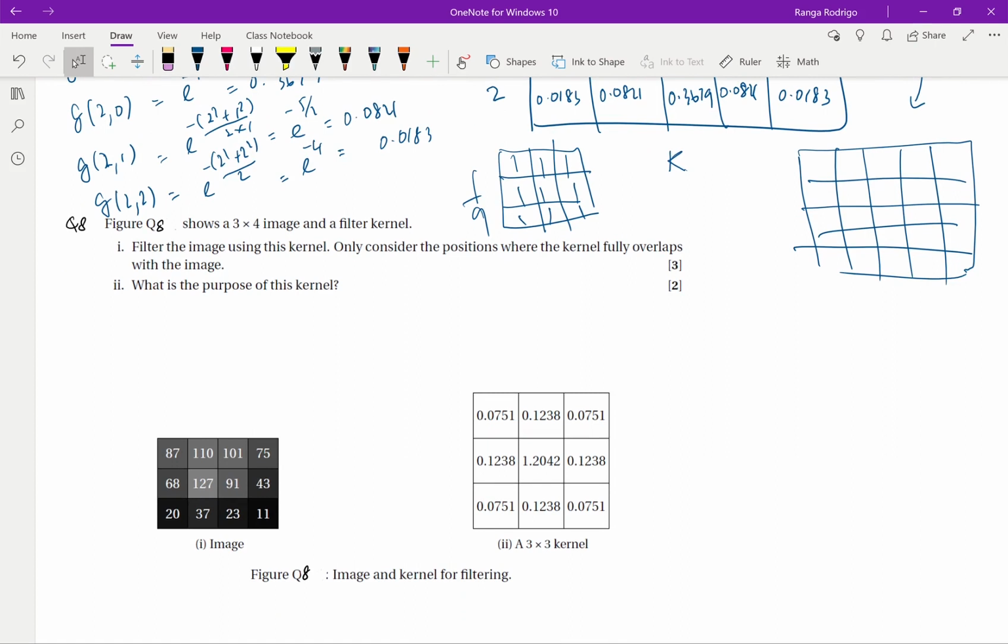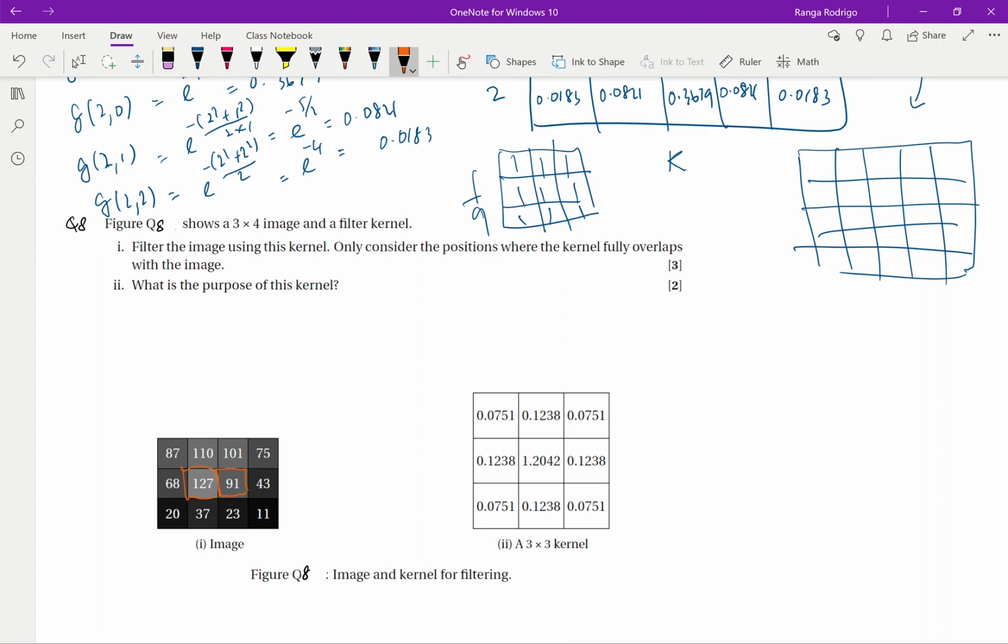Okay, next one. Figure Q8 shows a 3 by 4 image and a filter kernel. Filter the image using this kernel. Only consider the positions where the kernel fully overlaps with the image. So the kernel has to fully overlap with the image. There are only how many locations? 2 locations like this. So this can be one center, this can be another center. Otherwise the kernel will not fully overlap.